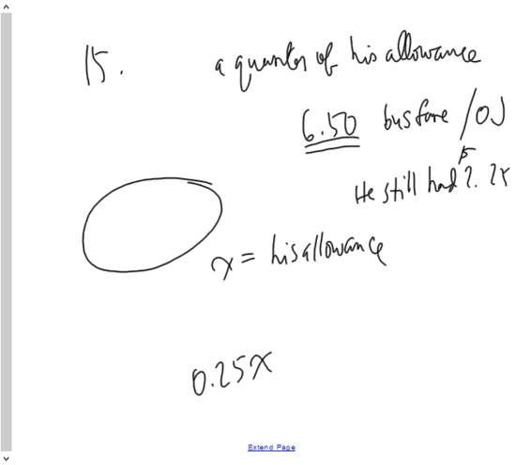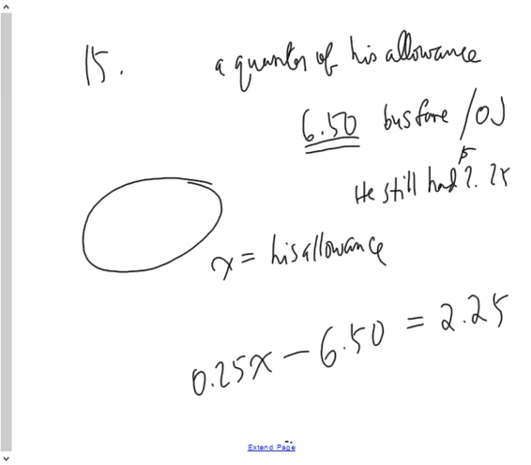of his allowance. A quarter of his allowance, not plus, take away the cost of his bus fare and his OJ. So a quarter of his allowance, which he started the day with, take away the bus fare and the OJ, he still had $2.25 left over. So there's your equation.